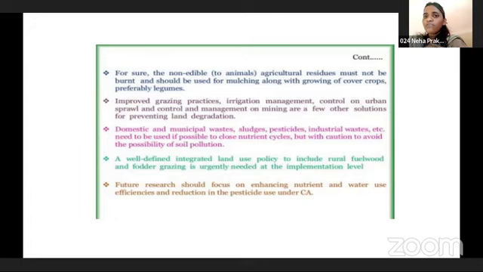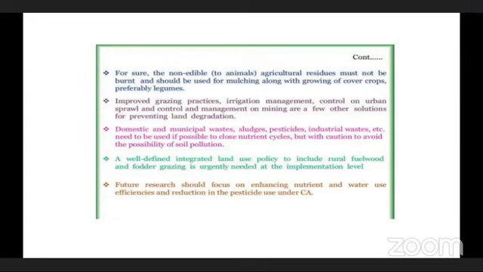They should not use that wastewater in their fields, and if there is contamination of heavy metals in their field, they should go for the use of organic materials, or there are many amendments available for reclamation of heavy metal soil to avoid soil pollution. A well-defined integrated land use policies to include the rural fuel, food.